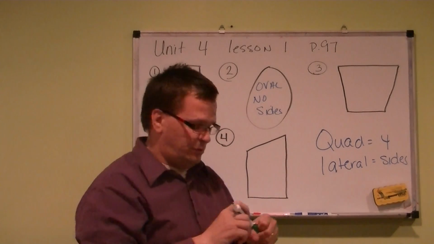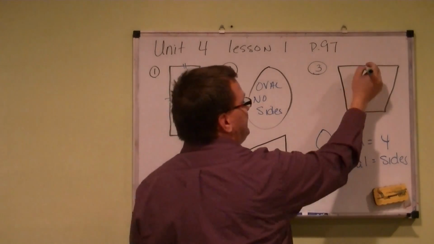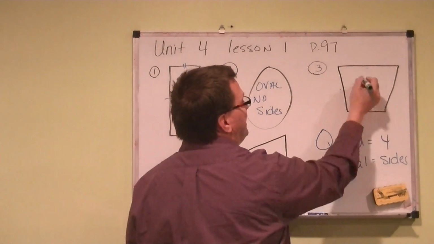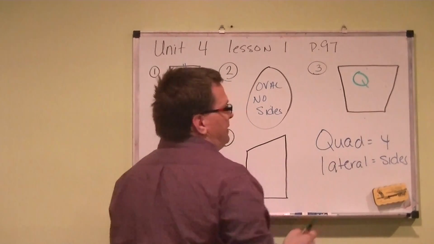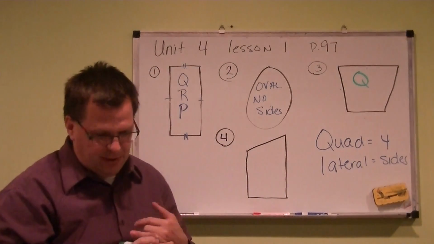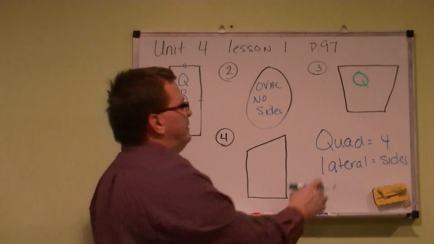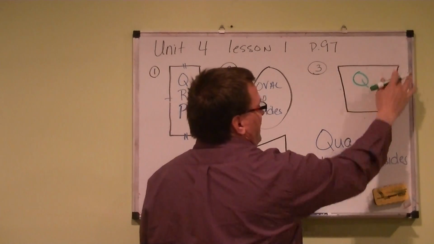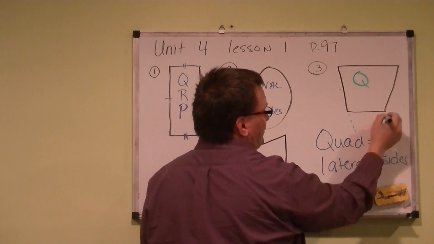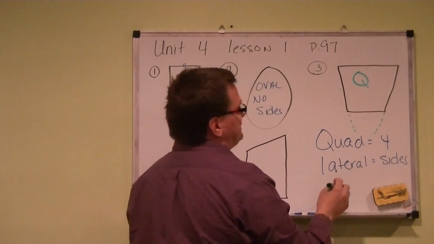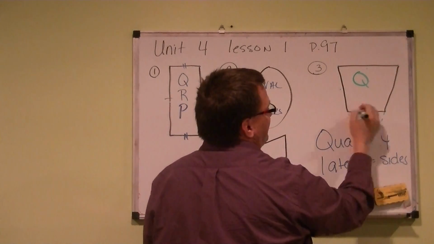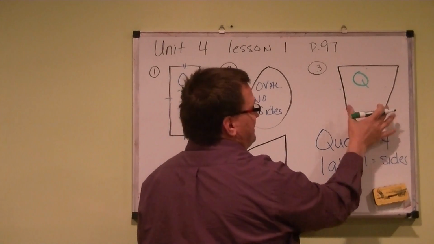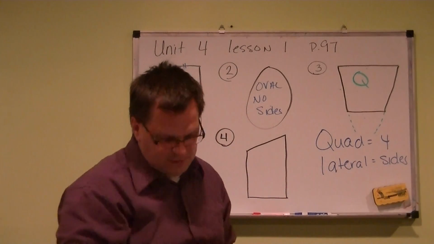Number 3 is the question, is that a quadrilateral? And the answer would be 1 side, 2 sides, 3 sides, 4 sides. It is a quadrilateral. And next we have to ask, is it a parallelogram? These sides are not parallel because at some time they're going to meet and cross. These are not parallel because they're not the same length. So it's not a parallelogram.